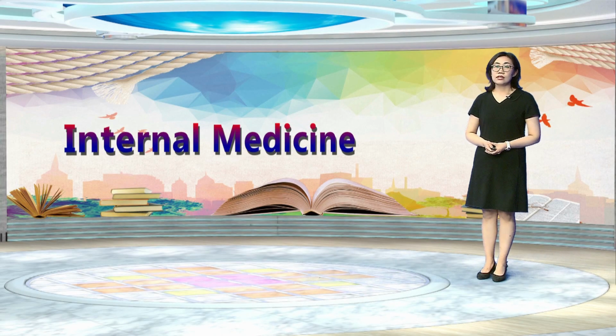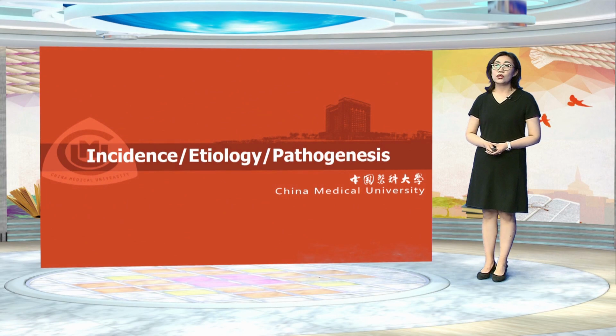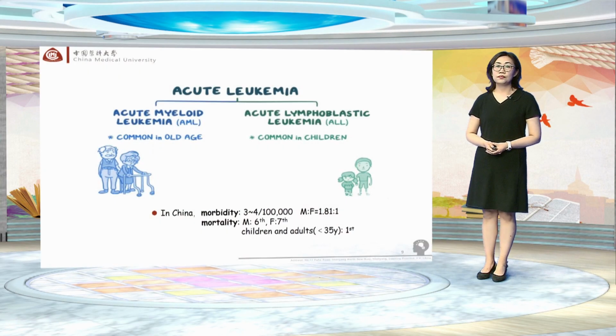Then, let's see the incidence, etiology, and pathogenesis of acute leukemia. Acute leukemia can be properly classified into acute myeloid leukemia, or AML, and acute lymphoblastic leukemia, or ALL. AML is more common in old age, while ALL is more common in children. The incidence varies by race and region.